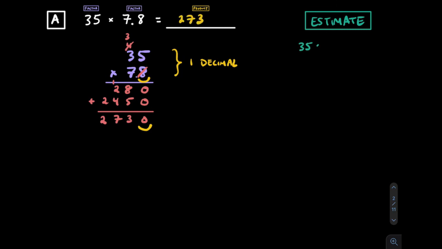Let's do a quick estimate to see how reasonable our product is. 35 is close to 40, and 7 and 8/10 is pretty close to 8. If we find the product of 8 and 4, that's going to be 32 with an extra 0. Since we rounded both values up, 320 is going to be a little bit higher than 273. This is reasonable. If you forgot to put the decimal back into the product, you would not have had a reasonable answer. 2,730 would have just been way too big.